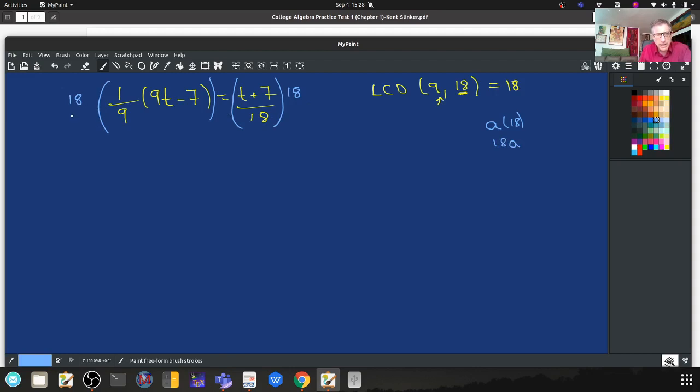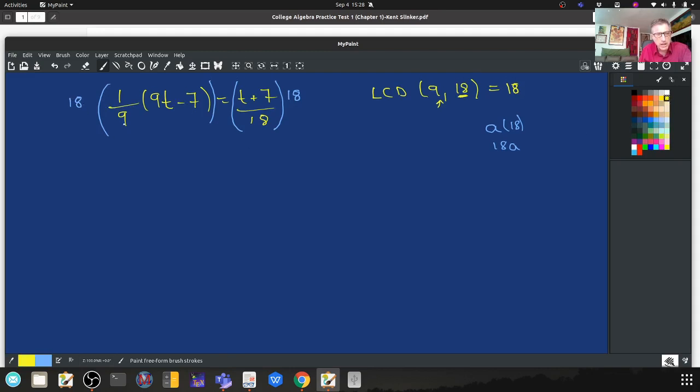So here we go. Notice this is 18 times 1/9 times 9t minus 7. Literally I'm just multiplying 18 times this. There is no distribution here. This is a product. Distribution works when you have a sum or a difference, and there isn't a sum or a difference here. This is 1/9 times what's in parentheses, so this is a product. So this is the same as 18 times 1/9 times 9t minus 7. But 18 divided by 9 is 2, and that's multiplied times 9t minus 7.